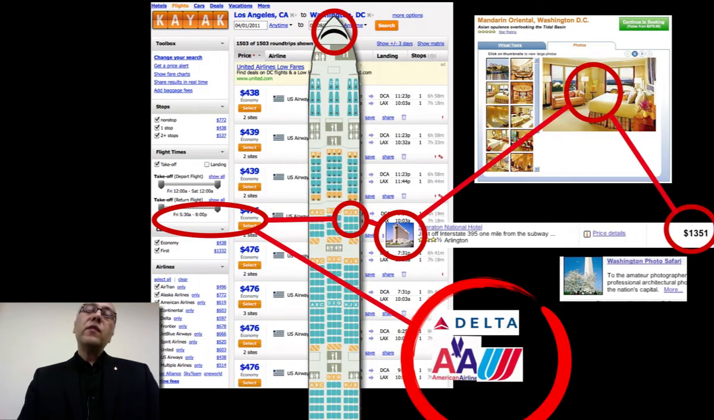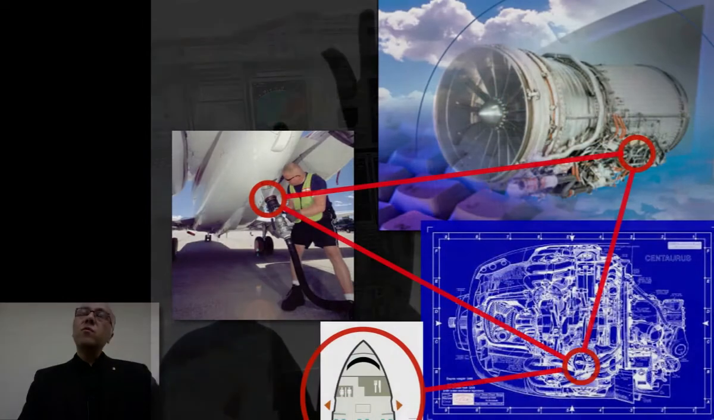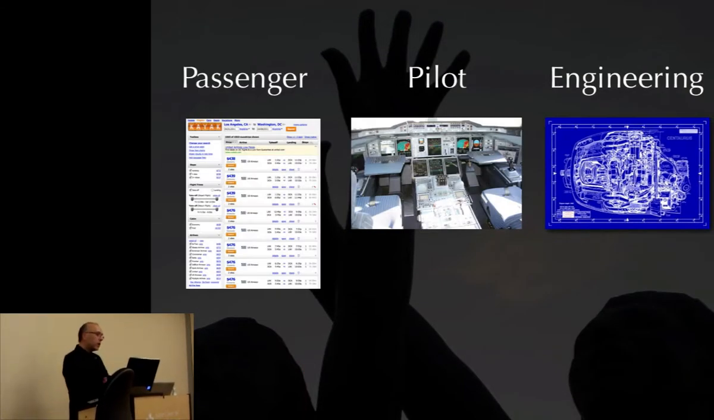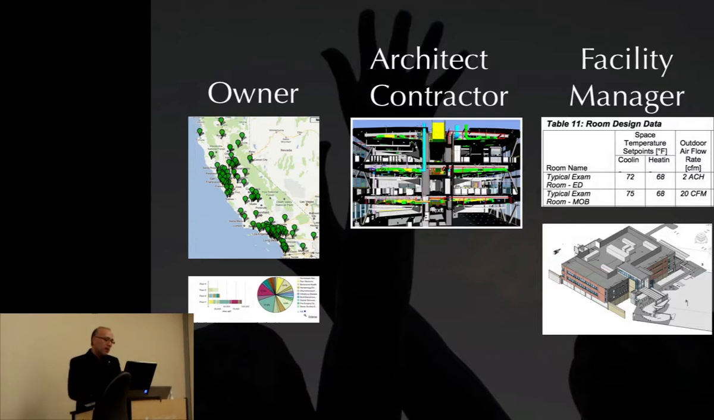It's obviously been going on for many years. You're not asked, do you want to reserve a pilot seat? So there are rules built into this decision-making process. How much fuel would you like on the plane when you reserve that seat? There's a lot of data that's relevant to that user's perspective, and that's very important to think about: passenger, pilot, and engineering points of view. We heard a little bit about that this morning from the point of view of an owner, an architect, and a facility manager. We all might be talking about that same building or that same portfolio, but we have many different needs of that data. How do we use it?